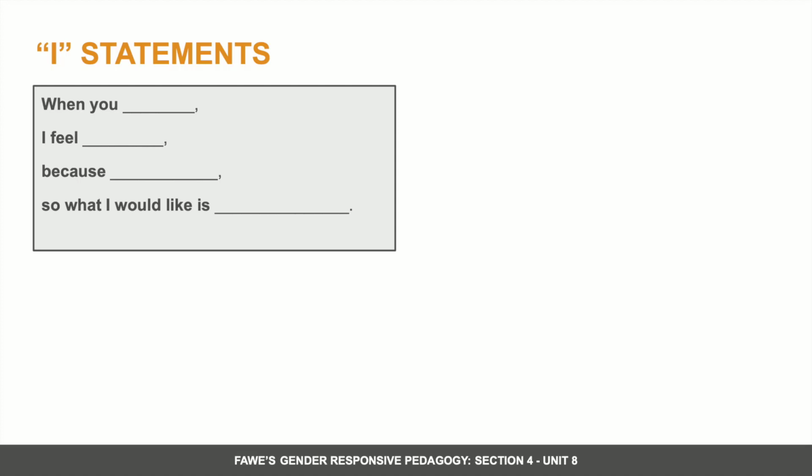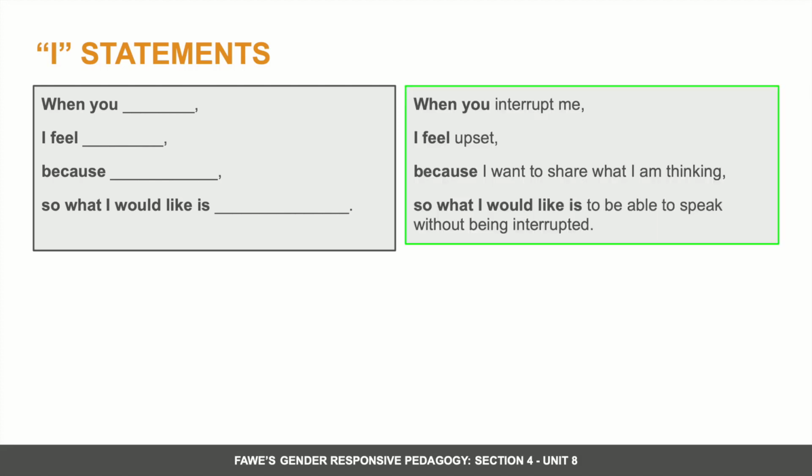An I statement looks like this. When you, I feel, because. So, what I would like is. For example, when you interrupt me, I feel upset because I want to share what I'm thinking. So, what I would like is to be able to speak without being interrupted.